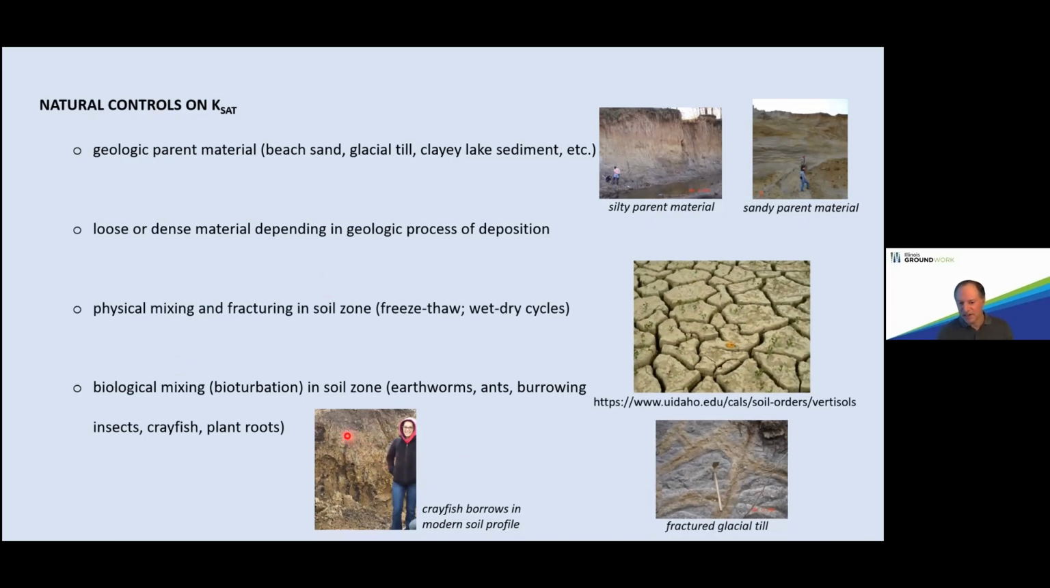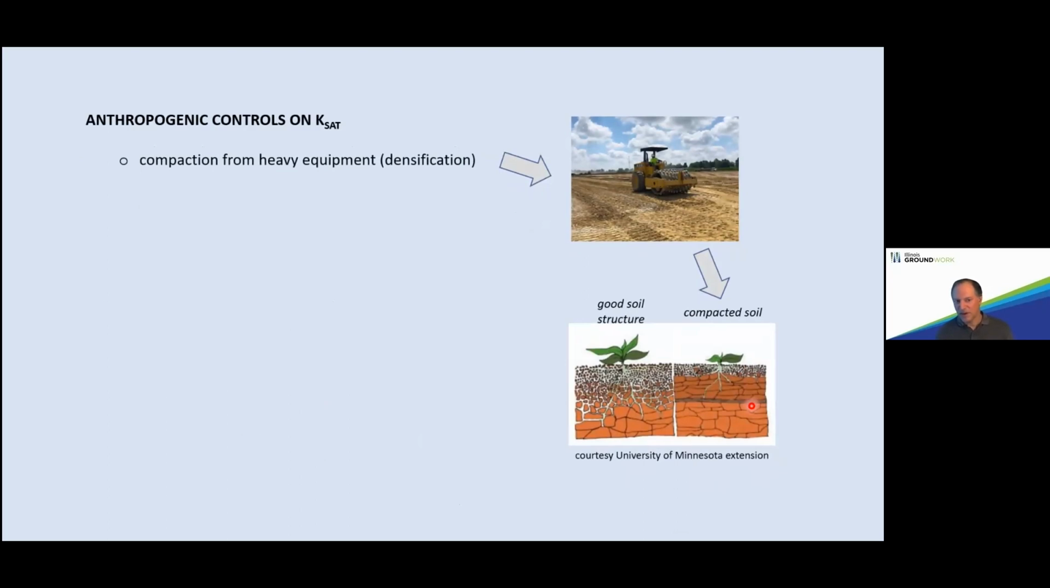This photo shows crayfish burrows that extend a few feet deep in soil of Champaign County, Illinois. And over here is a photo of fractures in glacial till that extend deep into the subsurface. So there are factors other than texture that can control Ksat values. Now, as far as human impacts, a big one is compaction from heavy equipment during construction of homes or industry, or even farm fields. So a good structured soil has more of an open structure that's good for plant roots. A compacted soil is much more difficult for plants to grow and reduces the infiltration rates.